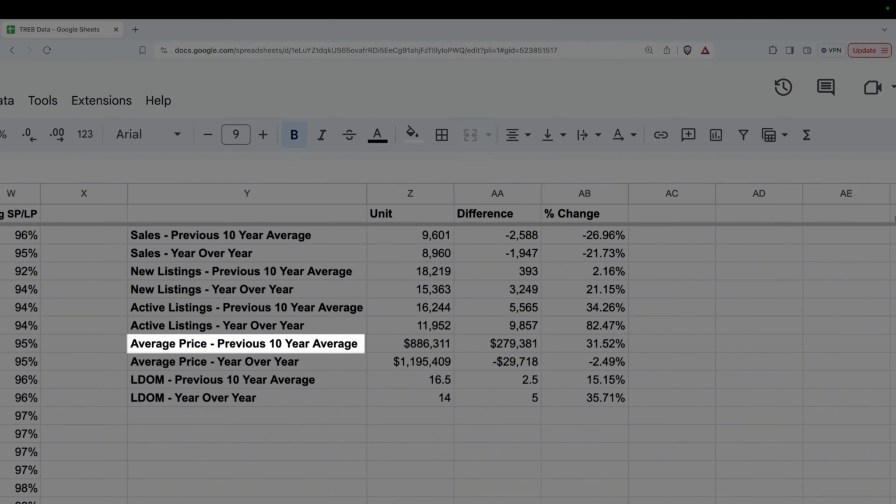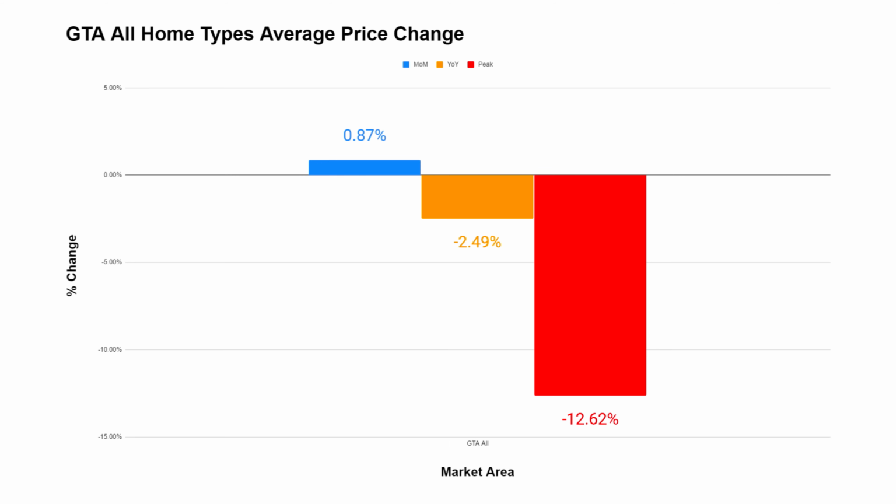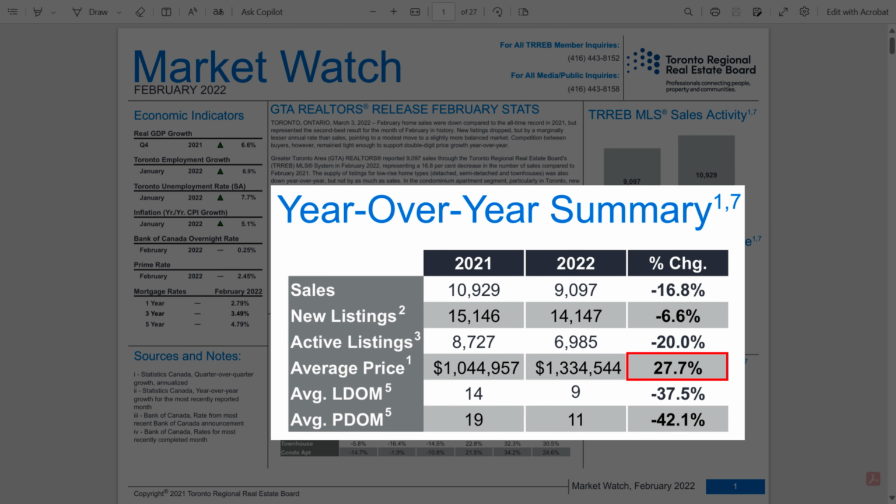However, when compared to the 10-year average, prices are actually up by 31.52%, indicating that prices are still high compared to historic levels. From the peak of the market in February 2022, prices overall are down by only 12.62%, which isn't actually that significant. For context, we saw the GTA average prices soar by 27.7% in February of 2022. This demonstrates the resilience of the GTA real estate market.